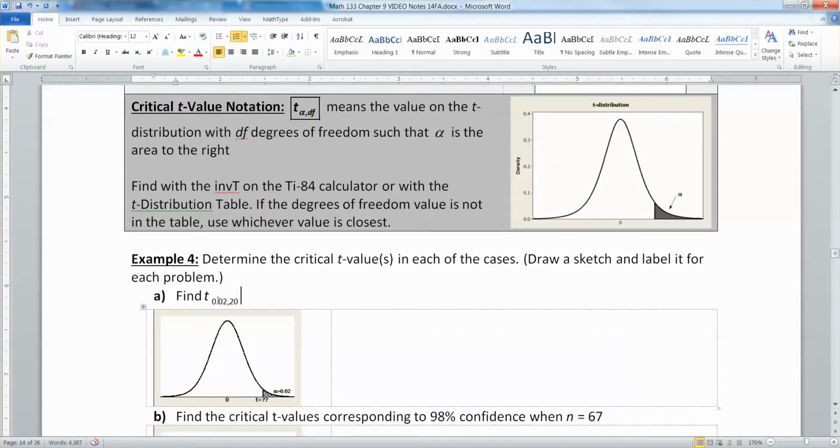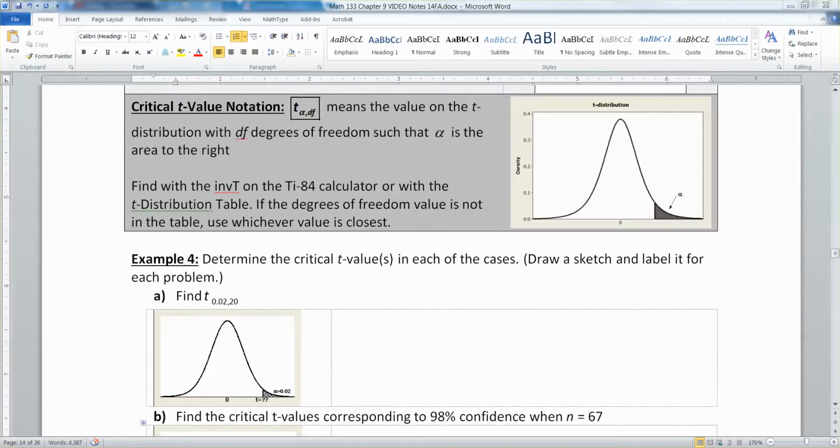So for example, this one would be 0.02, so that's the area in the right tail. Now the symbol always has the area in the right tail. The calculator needs the area in the left tail because that's the way calculators work. But the symbol will be area in the right tail, so alpha, and then degrees of freedom. All right, now you can use inverse t or you can use the table, either one.